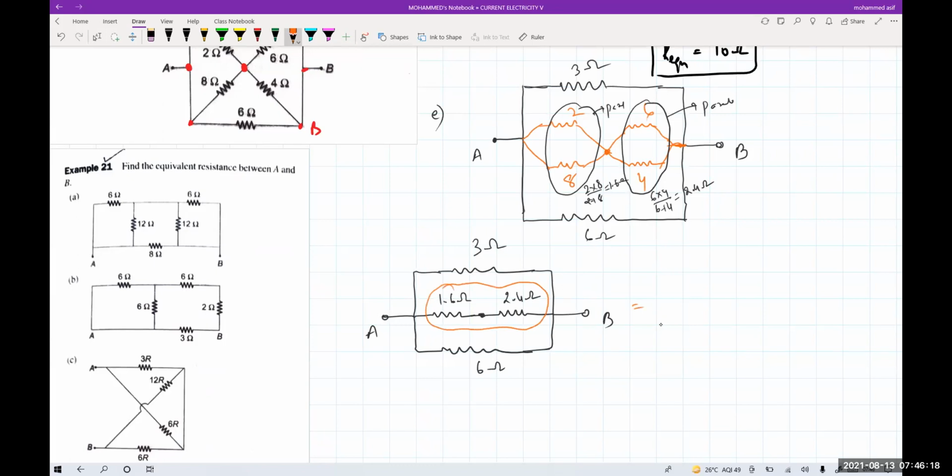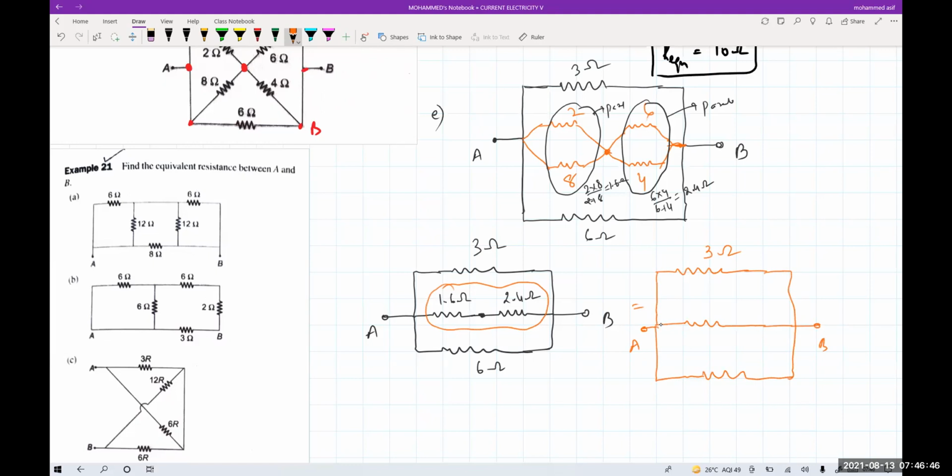Series. So this will become, for me, above resistance as it is, below resistance as it is. This is your terminal B, and this is your terminal A. This one is your 3 ohms. So 2.4 plus 1.6 is how much?